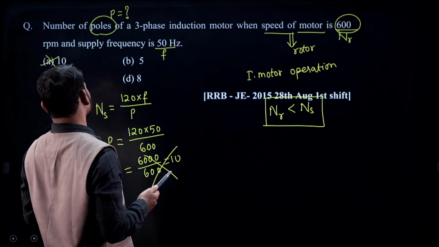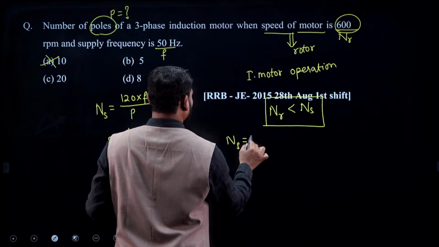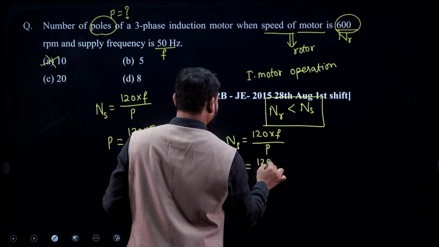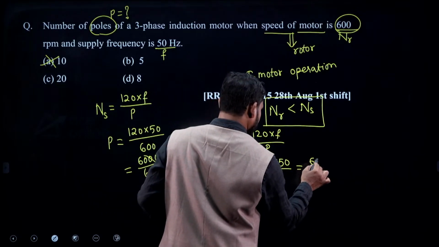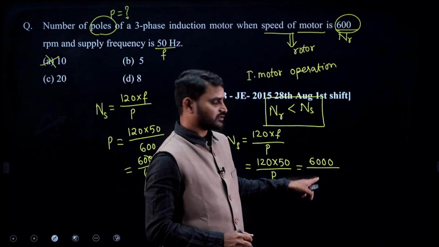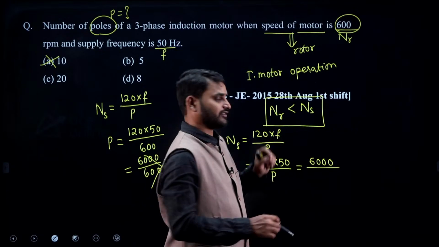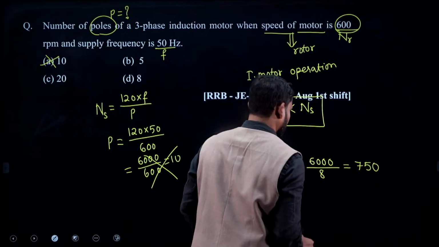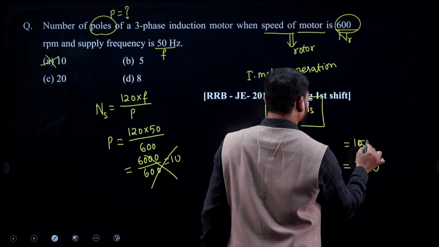Okay. So what could be the possible answer? You see, Ns is equal to 120 into F by P. 120 into 50, poles we do not know. The numerator value is 6000. Now, if I take 2 poles, 3000. If I take 4 poles, 1500. If I take 8 poles, 750. If I take 8 poles, the synchronous speed is 750. If I take 4 poles, 1500.